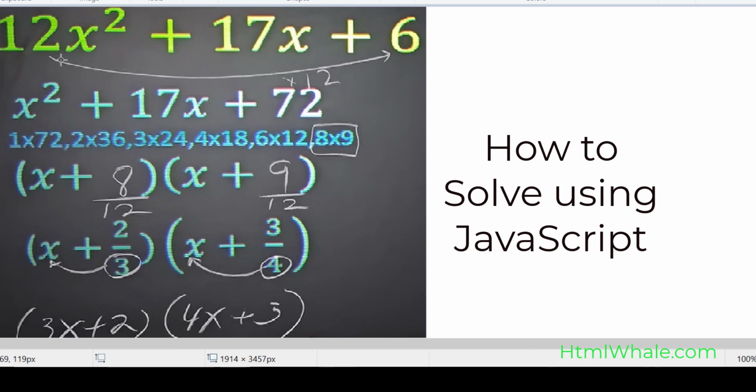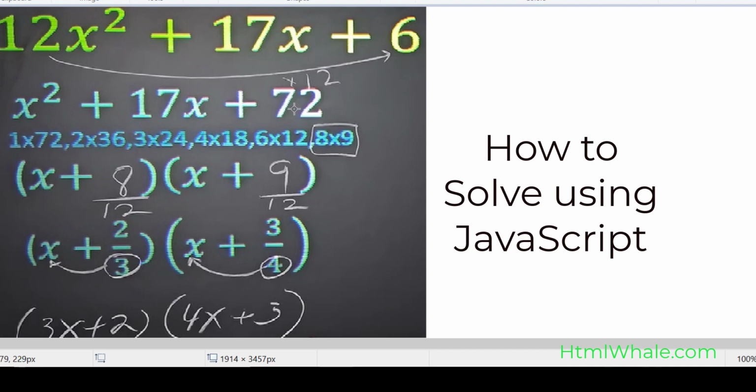So we are expected to solve 12x squared positive 17x positive 6. Now this is the algorithm. What we need to do is first extract the 12 from the coefficient of x squared and multiply it with 6. This is what we will be getting, x squared positive 17x positive 72. After which we will find all the factors of 72. I will write the code for that.